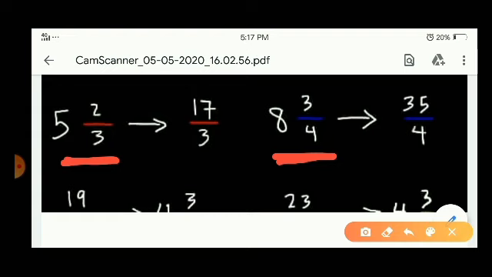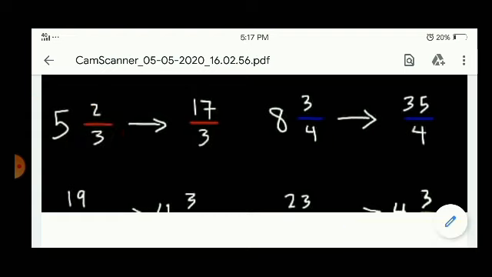You have to multiply this denominator with this whole number. You have to multiply it, and whatever answer comes here, you have to add to the numerator. So let's have it. For example, now you have multiplied this 3 and 5. 3 times 5 is 15. So 15 comes here.